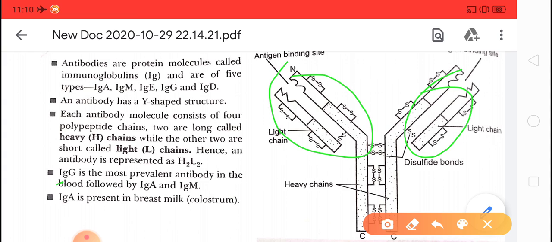Children, IgG is the most prevalent antibody in the blood, followed by IgA and IgM. Okay, and IgA is present in breast milk, that is colostrum. The colostrum is the yellowish fluid, the first milk secreted from the breast to the infant. Okay, so IgA is found in the colostrum.